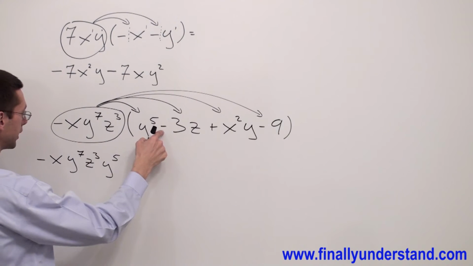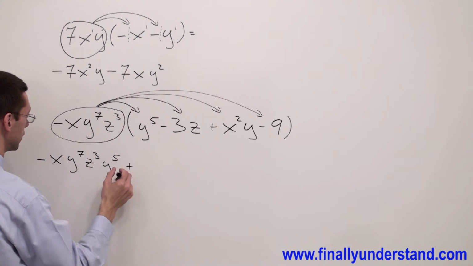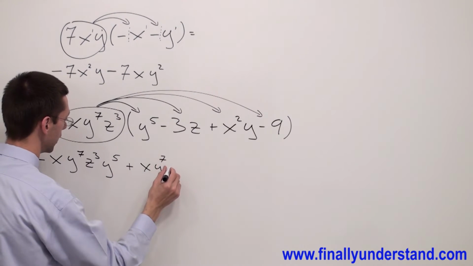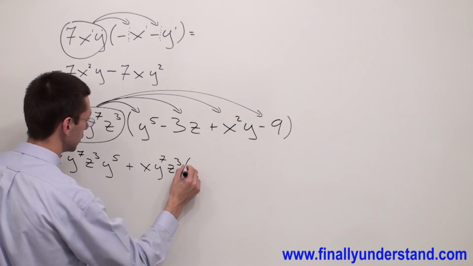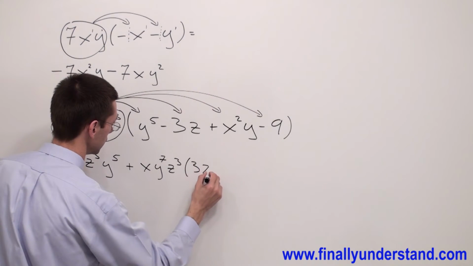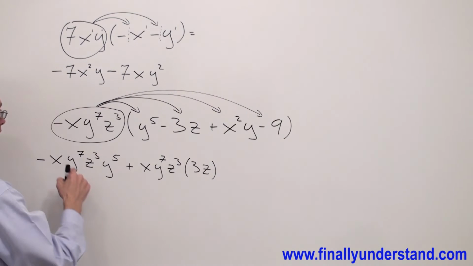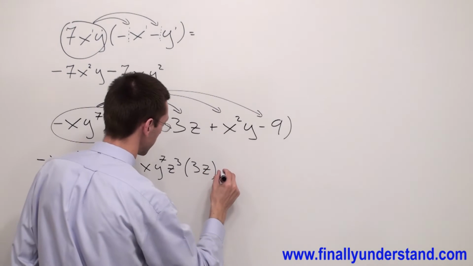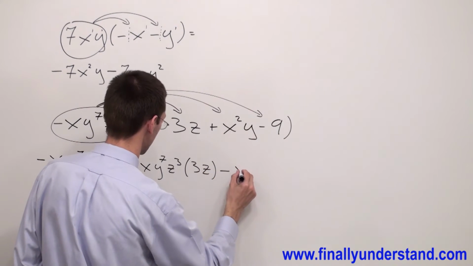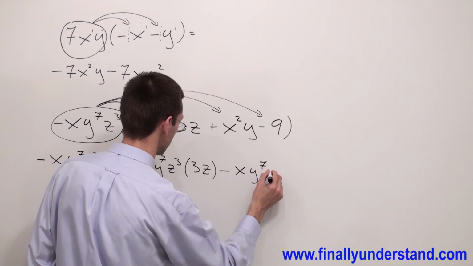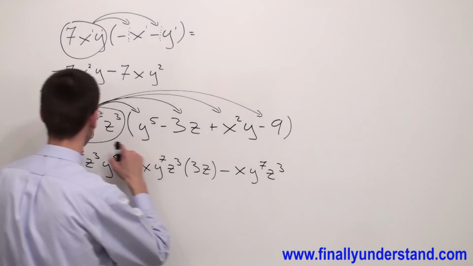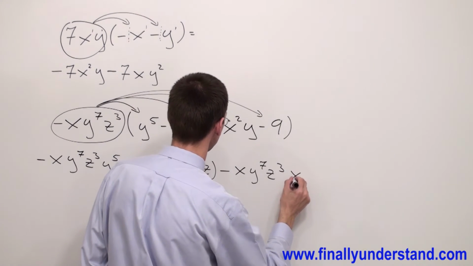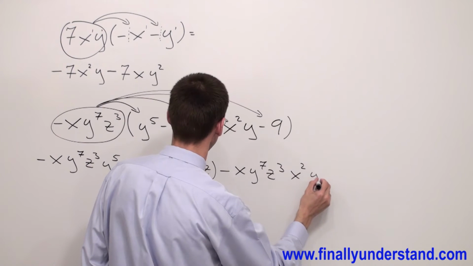Next, I have to multiply this term by negative 3z. Negative times negative will give me positive. In other words, I'm going to have x, y to the 7 power, z to the 3rd times 3z. I'm doing everything step by step. Negative times positive will give me negative, and I'm going to have x, y to the 7, z to the 3rd. I simply copy this term. And I have to multiply by x to the 2nd, y.